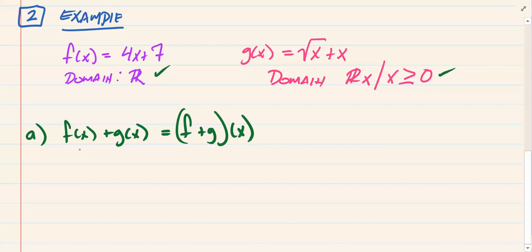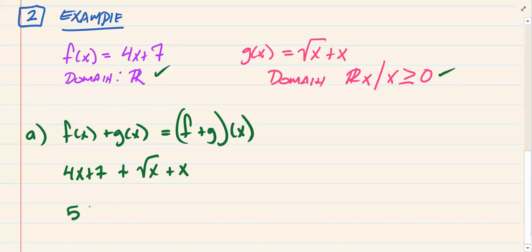That's what happens when we add them, right? Well, f of x is 4x plus 7. You guys okay with that? Plus, what's g of x? It's just the square root of x plus an x, right? I'm adding the two functions together. Can I simplify or add like terms? I sure can, right? This would give me what?